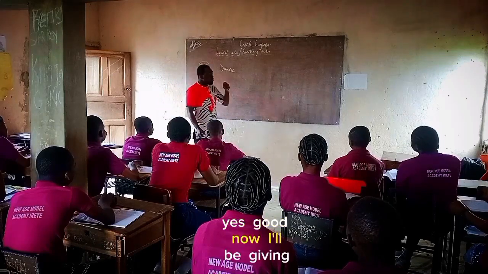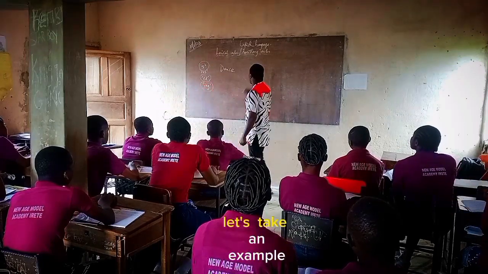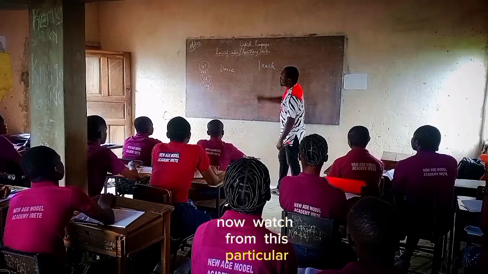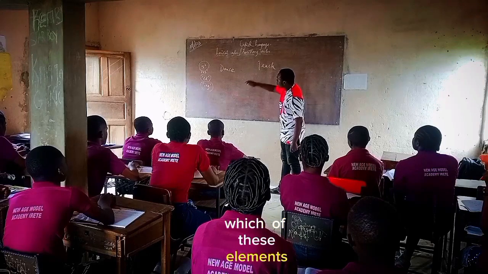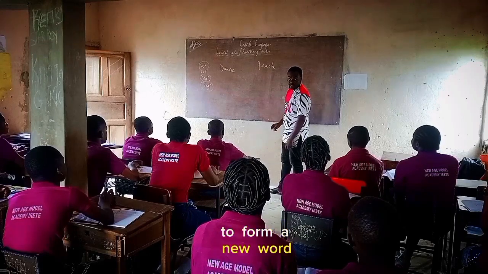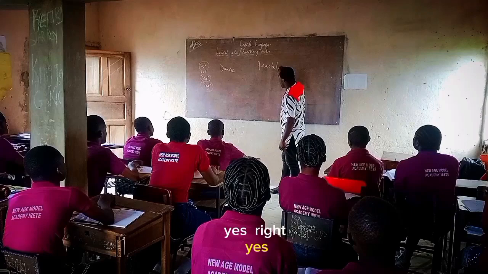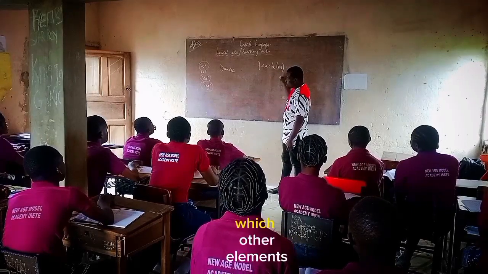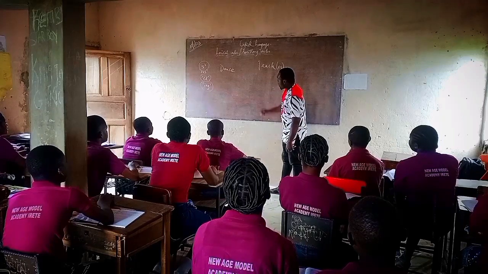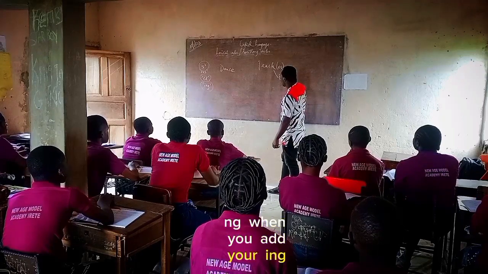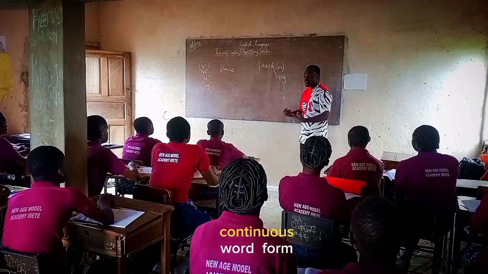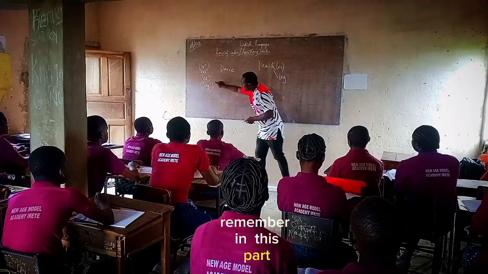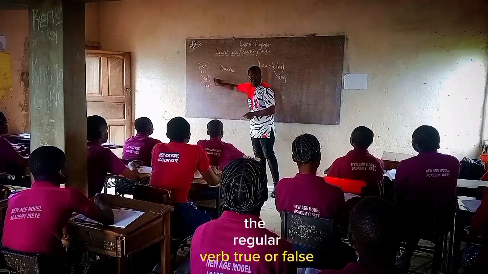Yes. Good. Now I'll be giving more examples. Let's take an example. We have teach. Now watch. From this particular verb, which of these elements can be added here to form a new word? ES, right? Yes. When we add ES, automatically we have created a new word, which is teaches. Which other element can be added there? ING. When you add your ING, automatically you've created a continuous form. Take note of that. Now, remember, this place is under the regular verbs, true or false?